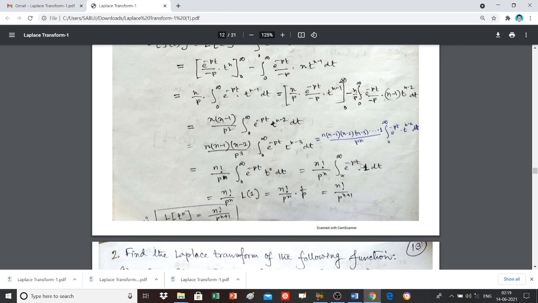This is nothing but the Laplace transform of 1, that is, the integral from 0 to infinity of e to the minus pt times 1 dt. So that is written here: n factorial by p to the power n, times L of 1. You know that the Laplace transform of 1 is equal to 1 by p. So that is n factorial by p to the power n plus 1. So the Laplace transform of the function t to the power n is equal to n factorial by p to the power n plus 1.